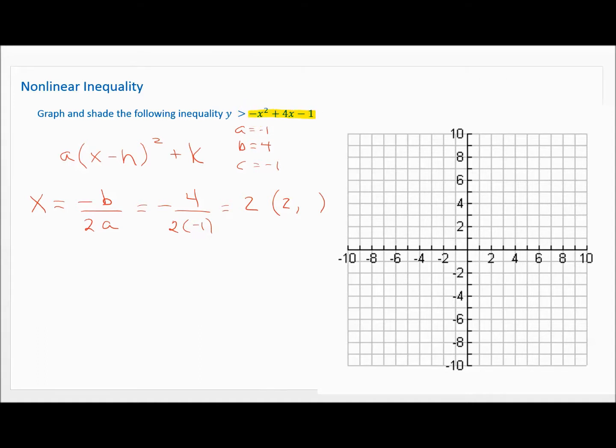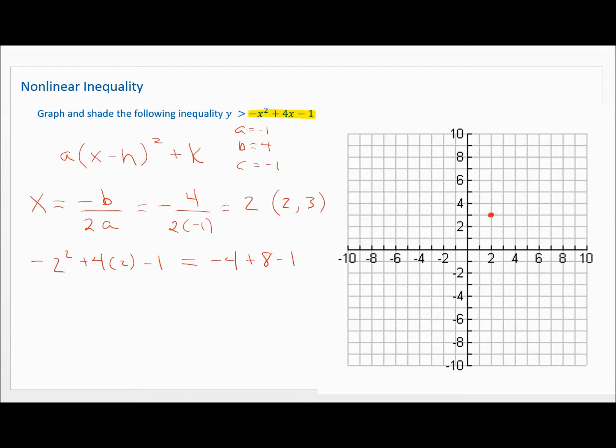Okay, so think about this as a function. It's an inequality, but right now it's a function. So we're going to plug 2 into that function. So I have negative 2 squared plus 4 times 2 minus 1. When I simplify that, I've got negative 4 plus 8 minus 1. Negative 4 plus 8 is 4. 4 minus 1 is 3. So I know my vertex is at 2, 3. Okay, so I'm going to go over to 2, 3 and plot that point. There we go. There's 2, 3.